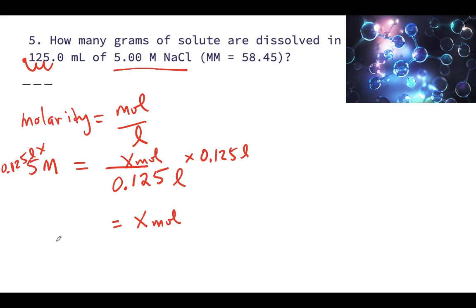Which means that our X moles are going to equal, on number 5, 0.125 times 5, which is 0.625.